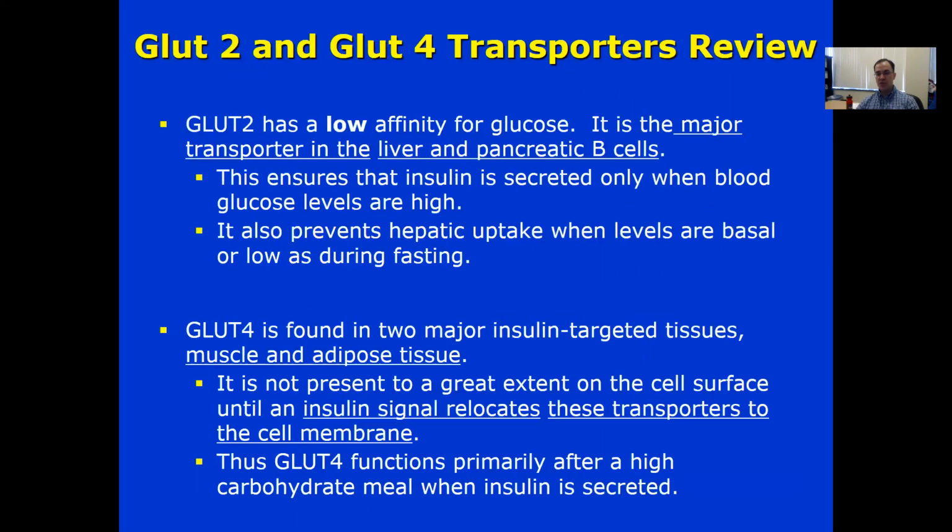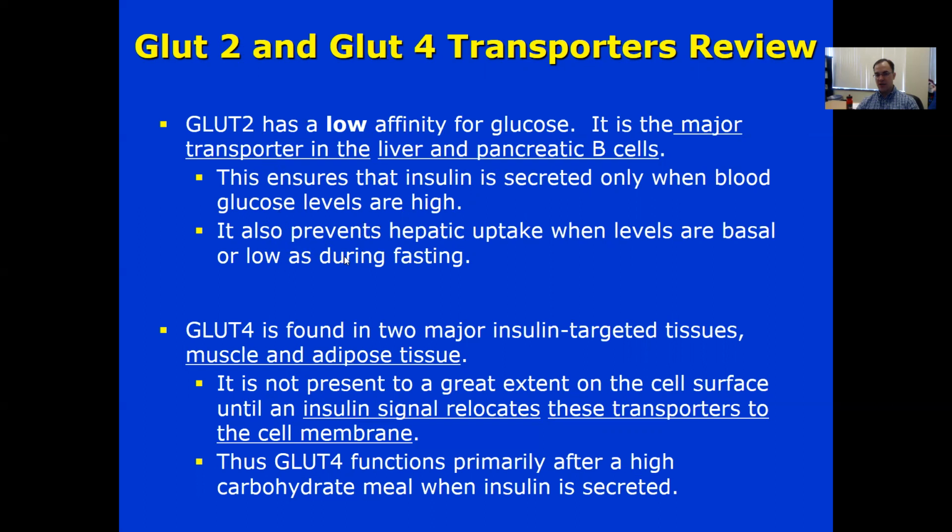So there's a couple that you should be familiar with. In particular, GLUT2 has a low affinity for glucose. In other words, it's the major transporter in the liver and the pancreatic beta cells. And again, this has a low affinity of glucose, meaning that only at high blood sugar levels will GLUT2 be activated. And the reason for this ensures that insulin is secreted only when blood glucose levels are high. It also prevents hepatic uptake of glucose when levels are low, such as during fasting periods, basal periods.